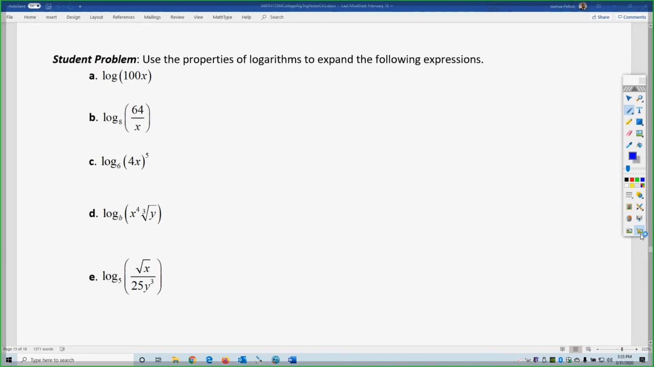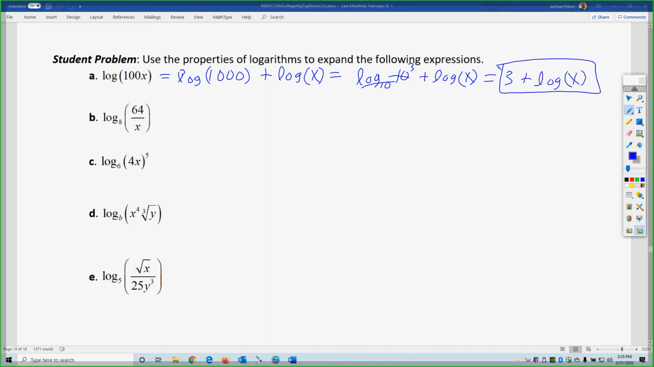Okay, student problems. We have product rule, log base 10, because it's common, of 1,000 plus log of x. So this is really log base 10, because it's common log, since nothing's specified. 10 to the third plus log base x, which is base 10. I'm not going to write it, though. So those cancel. Leave me with 3 plus log of x. Okay, so whenever you have a cancel of a log, do so if you can.